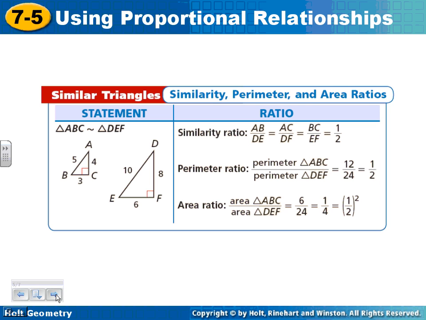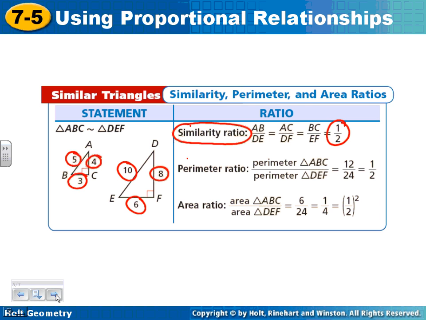Similarity, perimeter, and area ratios. What this is saying is, if you look at these triangles over on the left, A, B, C, and D, E, F, you see the 5 goes with the 10, 3 goes with the 6, look for a pattern here, 4 goes with the 8. You see it's doubling every time? Well, if I go the other way, instead of times 2, it's really times 1/2. So my similarity ratio is 1/2.